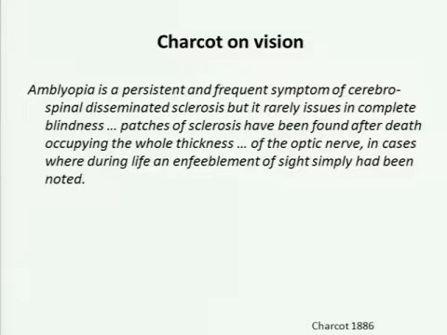And in describing vision, he also described a very important physiologic aspect of MS that we appreciate to a greater degree today. So he wrote, amblyopia is a persistent and frequent symptom of cerebrospinal disseminated sclerosis, but it rarely issues in complete blindness. So the phenotype was not as severe as you might expect from the extent or the territory of the pathology. Patches of sclerosis have been found after death occupying the whole thickness of the optic nerve in cases where during life, an enfeeblement of sight simply had been noted.